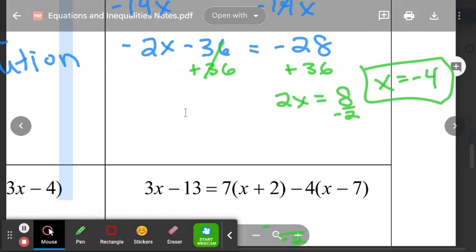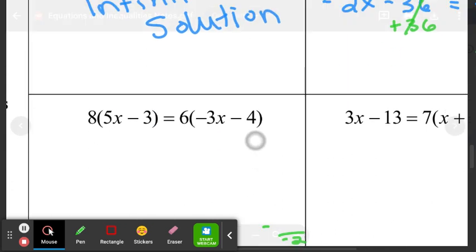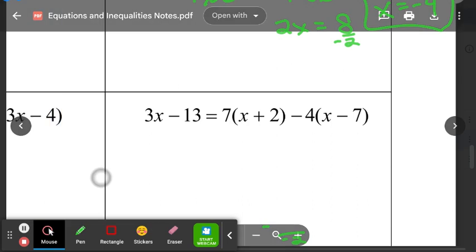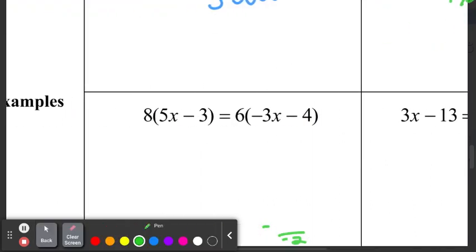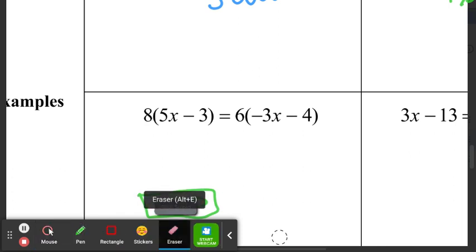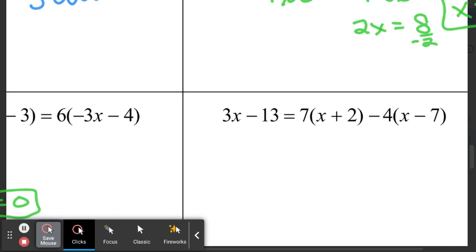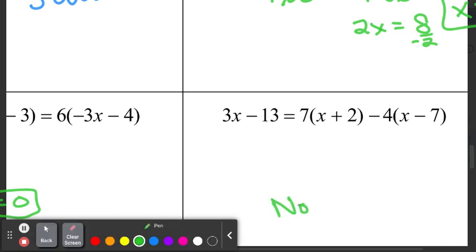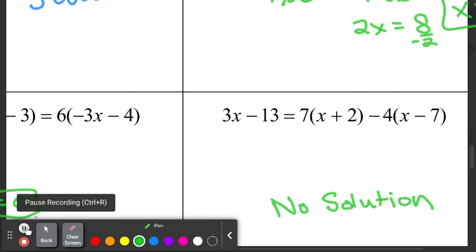So moving on down to the bottom, if you want to do some extra practice, when you solve this equation, you get a solution. You get x equals 0. That doesn't mean no solution. It means that's your answer. And then down here for this last one, when I solved this, I got no solution. So if you would like to do extra practice, you can. And then if you're stuck on any of these, make sure to ask us questions.